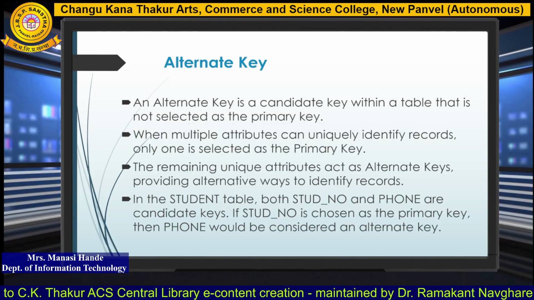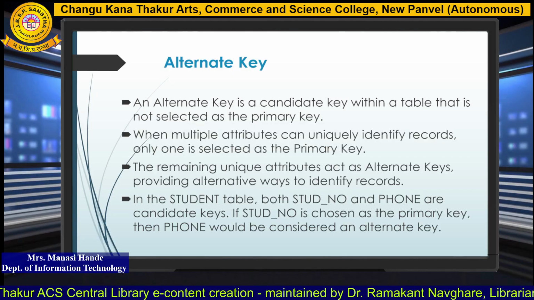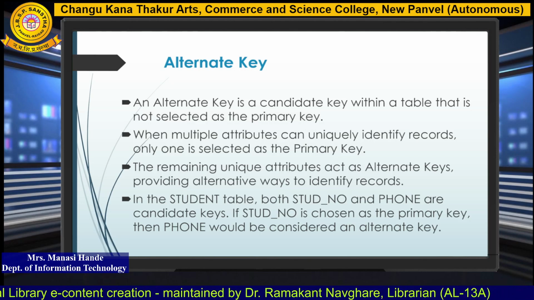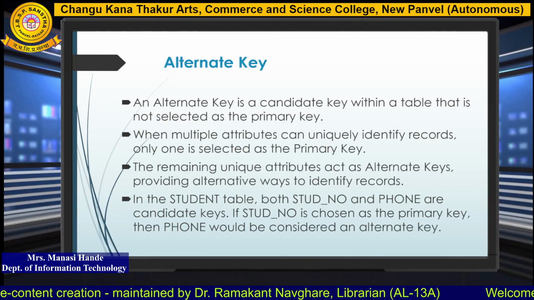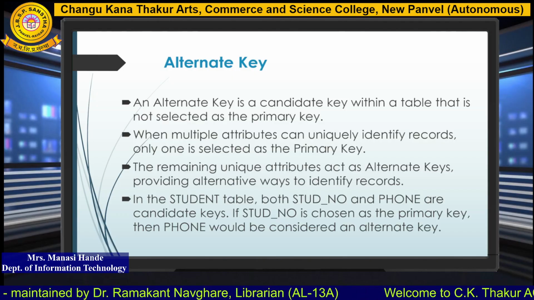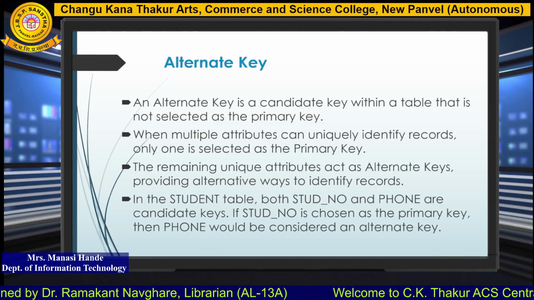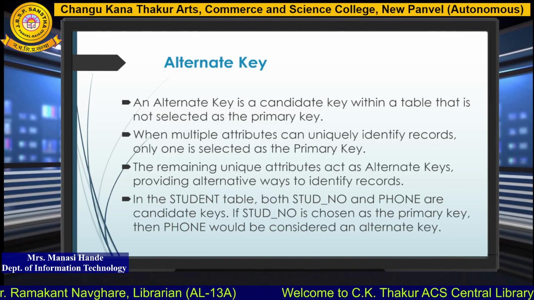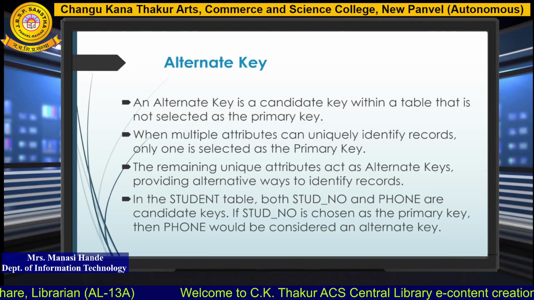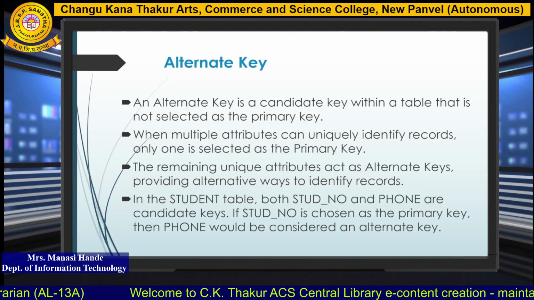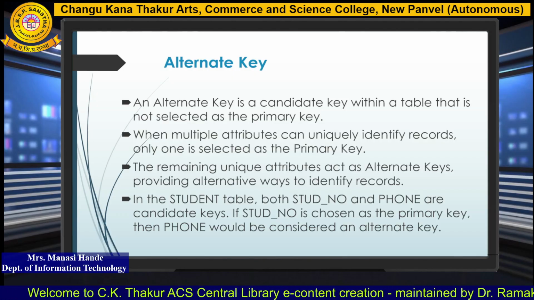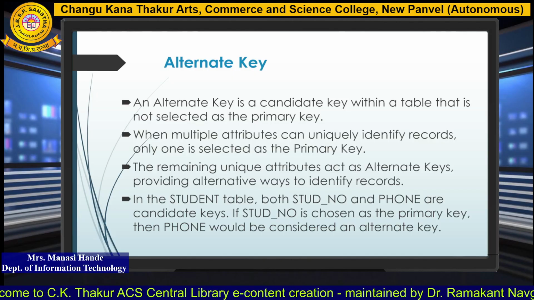Next is an alternate key. An alternate key is simply a candidate key that was not selected as a primary key. When multiple candidate keys exist, only one is chosen as a primary key. The remaining candidate keys become alternate keys. For example, if both student number and phone number uniquely identify records, and student number is selected as a primary key, then phone number becomes the alternate key.